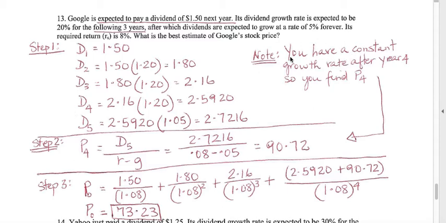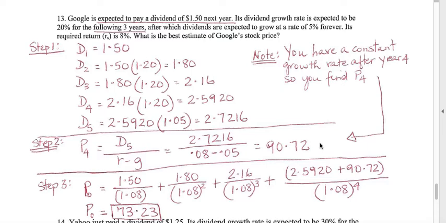Take note here, you have a constant growth rate after year 4. So you find the price of the stock in year 4. And we know that the price of the stock in year 4 is equal to your dividend in year 5 over R minus G. You found your dividend in year 5, 2.7216. You know what R is, 8%, minus 0.05, your constant growth rate. So the price of the stock in year 4 is equal to 90.72.